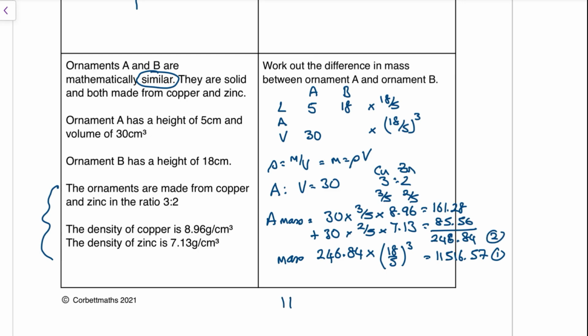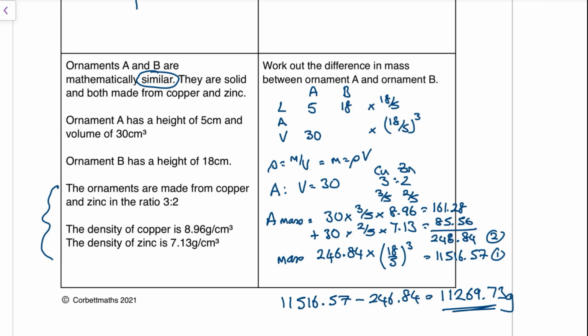So I'm doing 11516.57 minus 246.84. And that gives me 11269.73 grams, just to add that in.